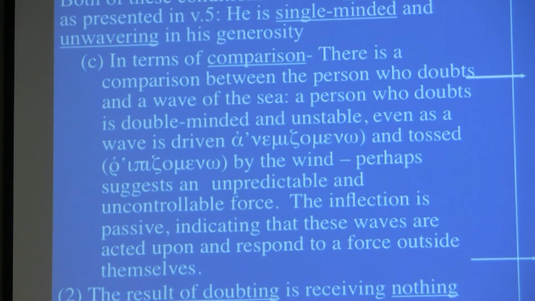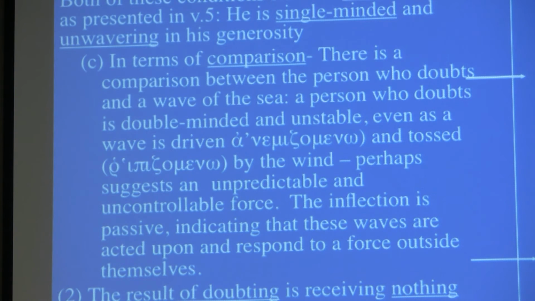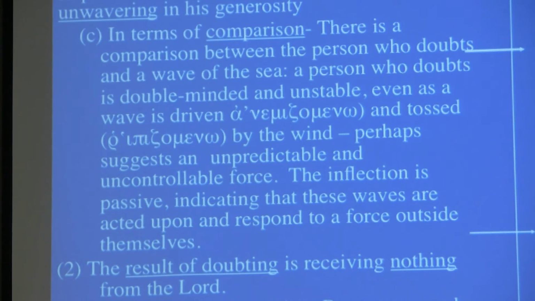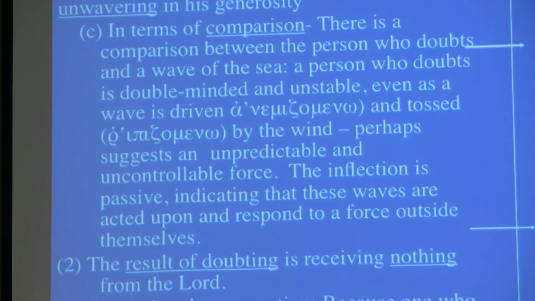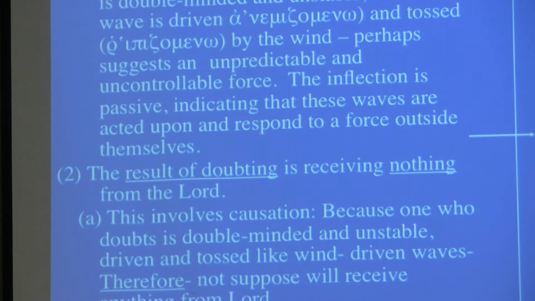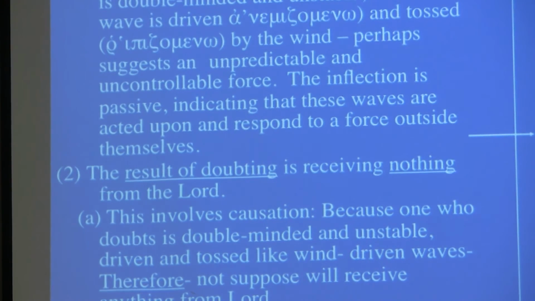Now, in terms of comparison, there is a comparison here between the person who doubts and a wave of the sea. It's an explicit comparison. The person who doubts is like a wave of the sea, he says. A person who doubts is double-minded and unstable, even as a wave is driven and tossed by the wind, which perhaps suggests an unpredictable and uncontrollable force. The inflection is passive here, indicating that these waves are acted upon and respond to a force outside themselves, like a wave that is driven and tossed by the wind. The wave is acted upon, even as this person, by way of comparison, may be acted upon by force outside of himself or herself.